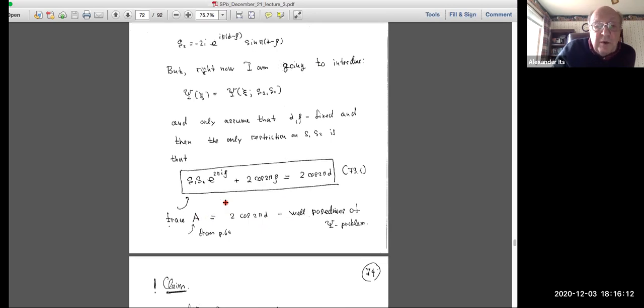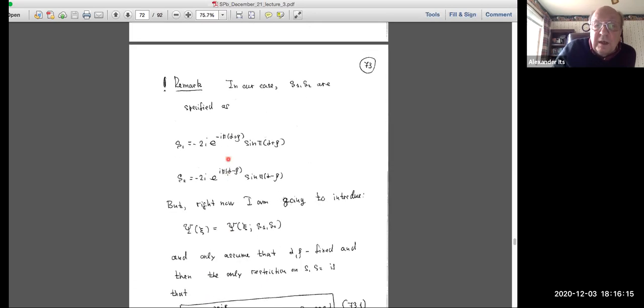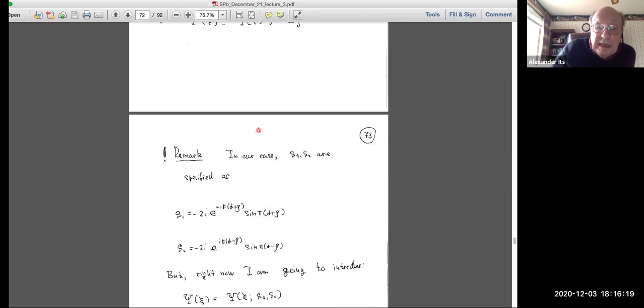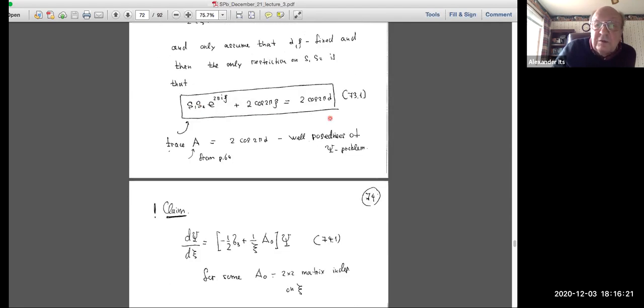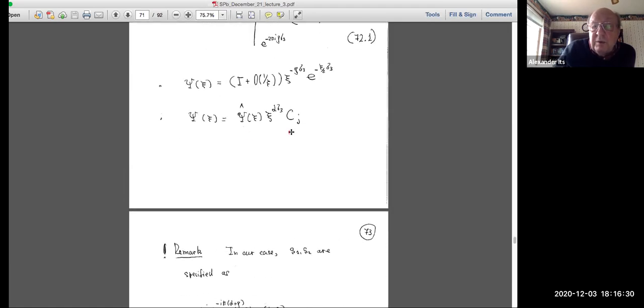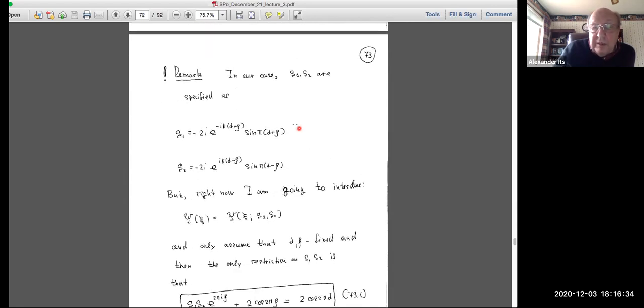So in any case, for any S's, not only for this one, to make this problem well posed, I have to have S1, S2 satisfy this relation. It is just the trace of A. This is the only condition with which this would be a well posed problem. I would be able to find C's. And my concrete C's, S's satisfy this condition.